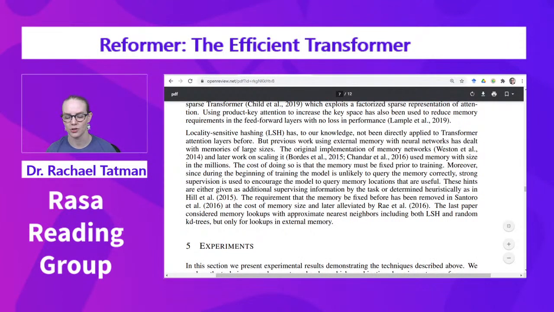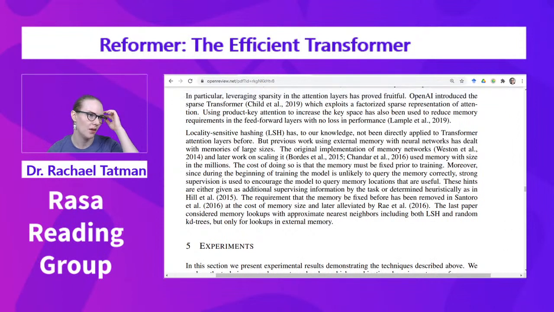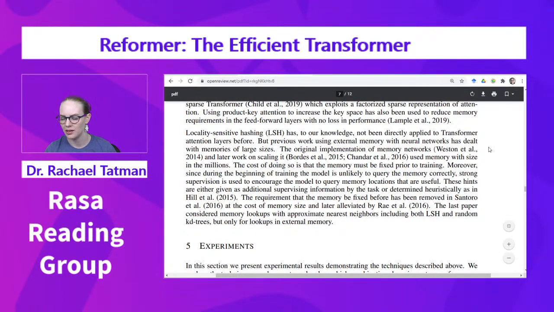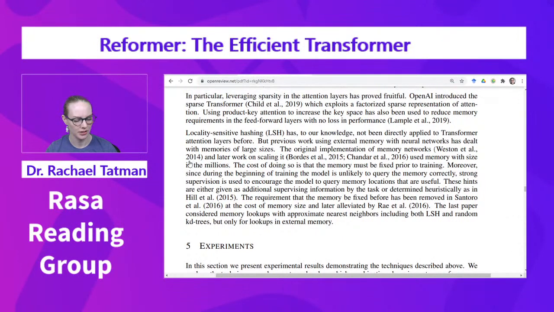Locality sensitive hashing, so this is the method that they use that was proposed by someone else. To their knowledge, this is the first time it's been applied to transformer attention layers, but there's a lot of previous work using external memory with neural networks, and then later scaling it and work there. From 2014, which is a pretty early citation.